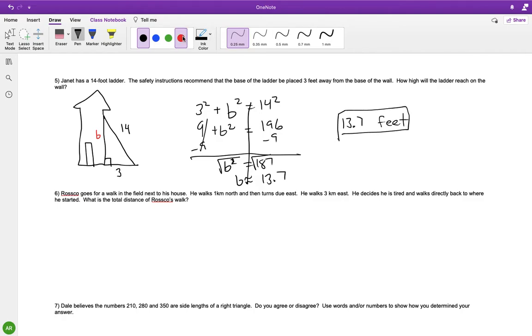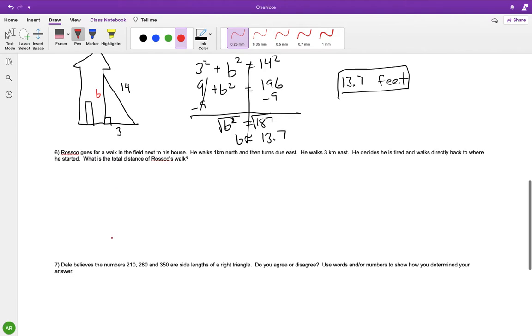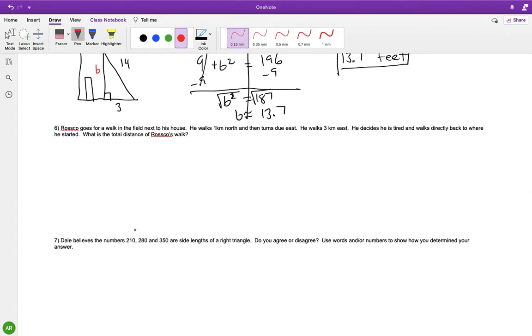All right, next question. Our buddy Roscoe goes for a walk in the field next to his house. He walks 1 kilometer north and then turns due east. So he's going to go 1 kilometer north and he's going to turn due east and go 3 kilometers that way. Okay, he decides he is tired and walks directly back to where he started. So he started here and he's going to walk directly back to that location. So we have our good old right triangle again. The one leg going north was 1, and this leg is 3, and we're trying to find C.